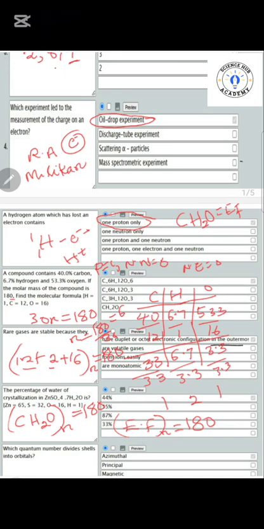So let's bring that back into the empirical formula. That will be CH2O, then close the bracket, then you have the 6. So that gives you C6H12O6.